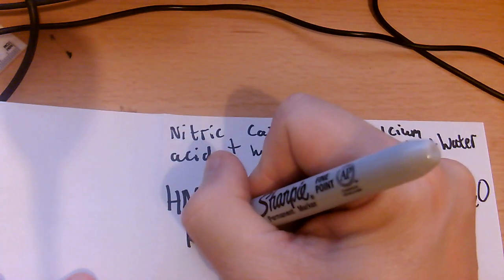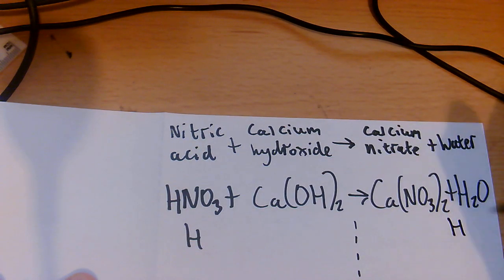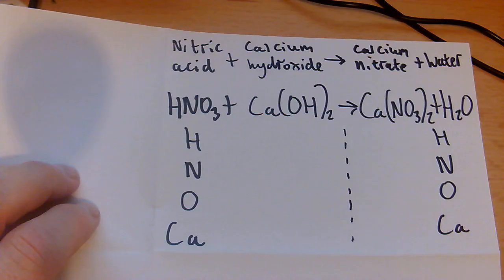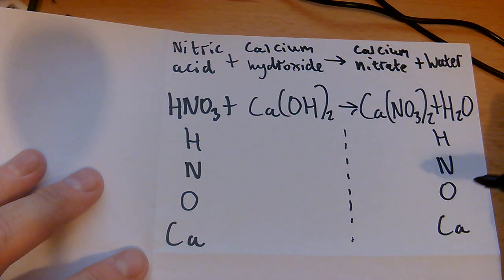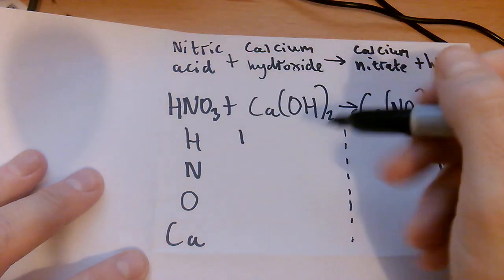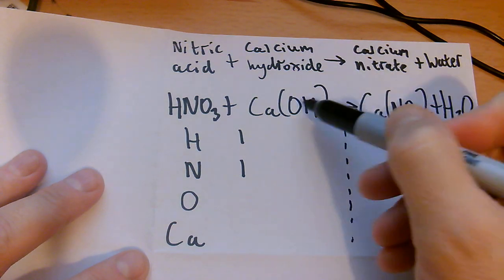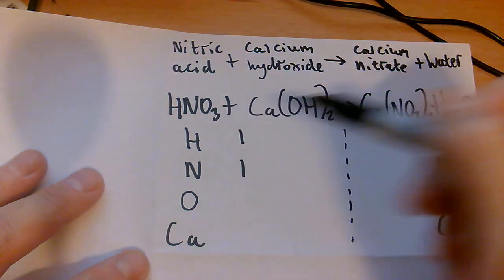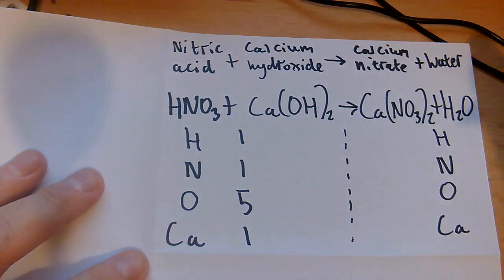So we've got hydrogen, hydrogen, and so as you can see, all the atoms are listed, and I'm going to now number the number of atoms. So over this side I've got 1 hydrogen, nitrogen I've got 1, oxygen, well I've got 2 within the brackets, plus 3, so that's 5, and I've got 1 calcium. This side I've got 1 calcium.